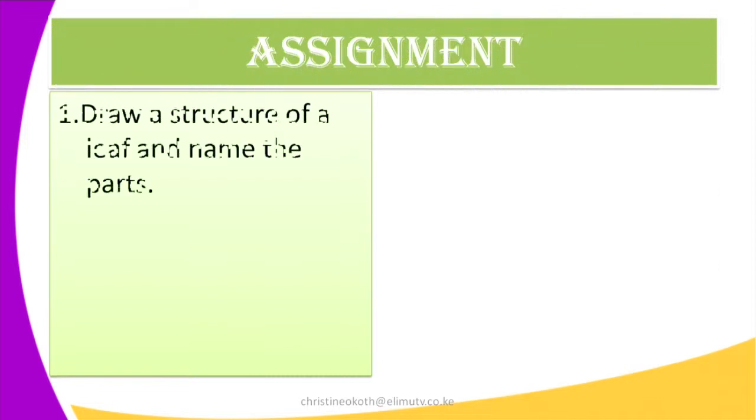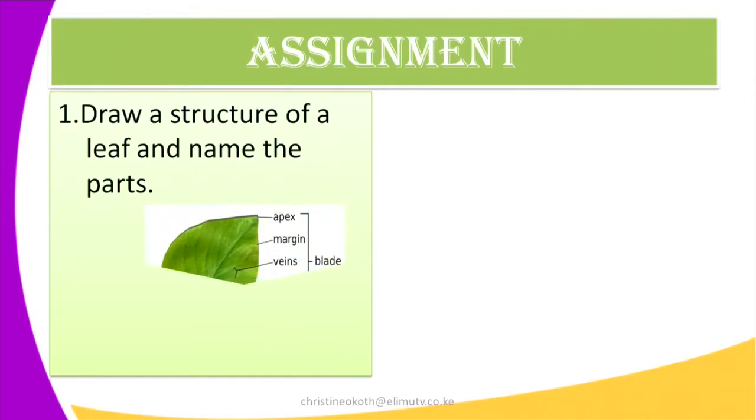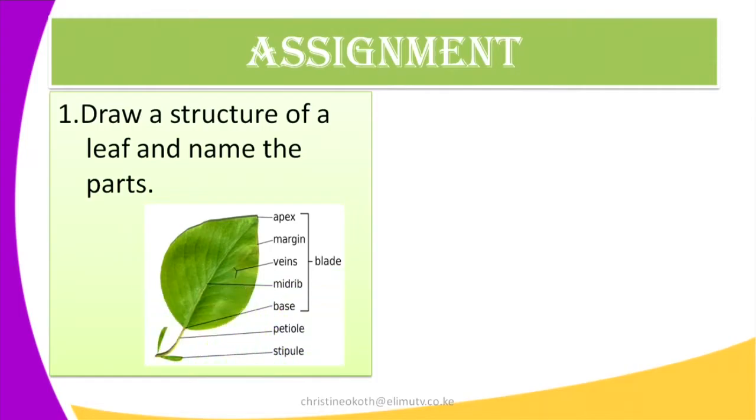So let us start by reviewing the previous assignment. Question number 1 was, draw a structure of a leaf and name the parts. So that is the structure of the leaf. I hope you named all the parts as we had discussed in the previous lesson. So those are the parts.